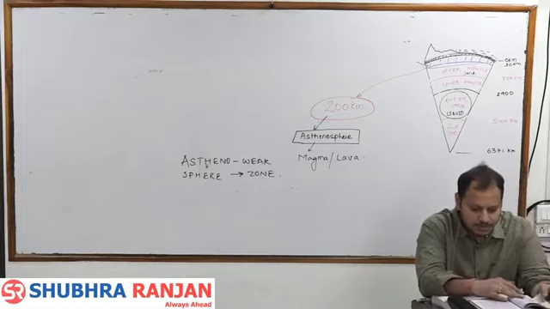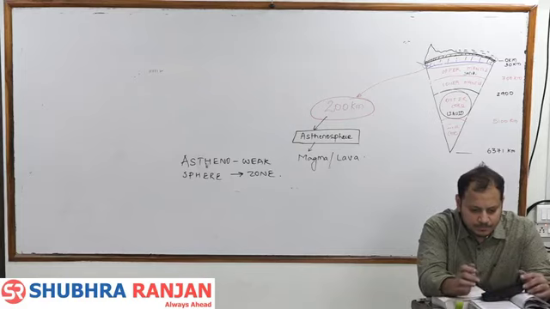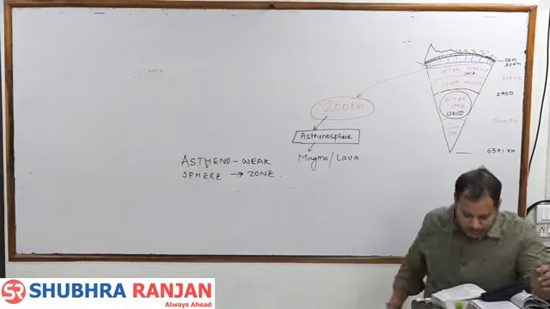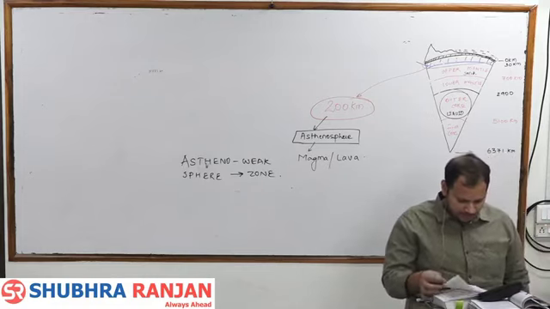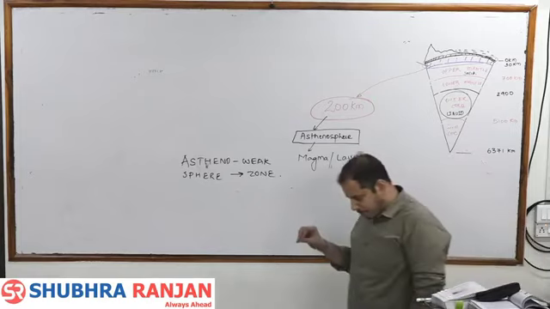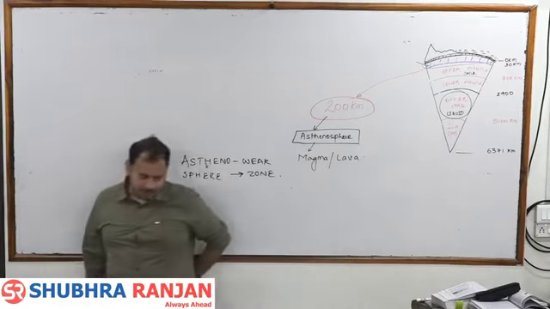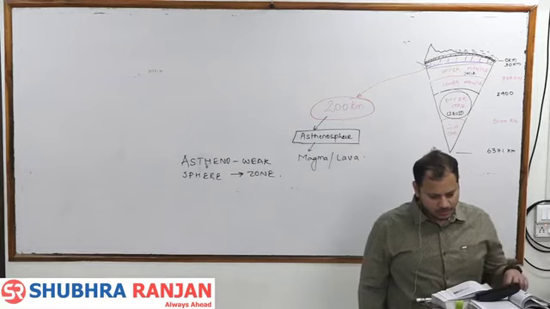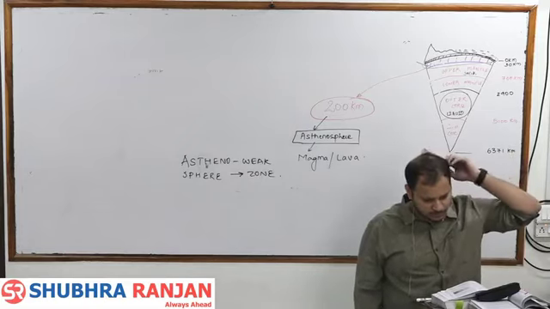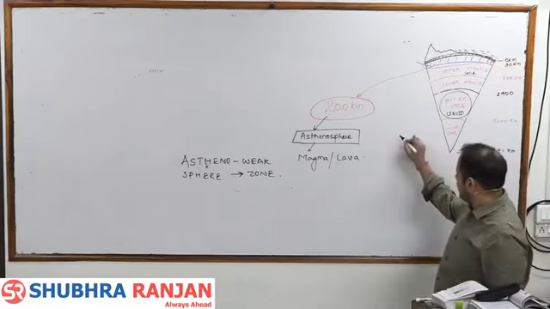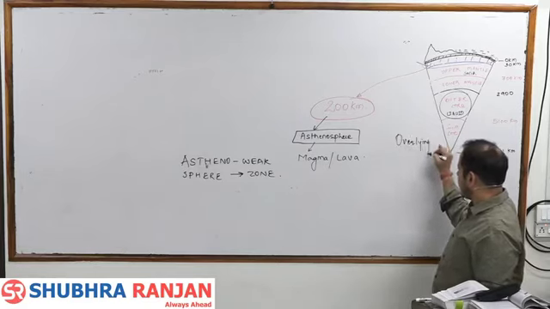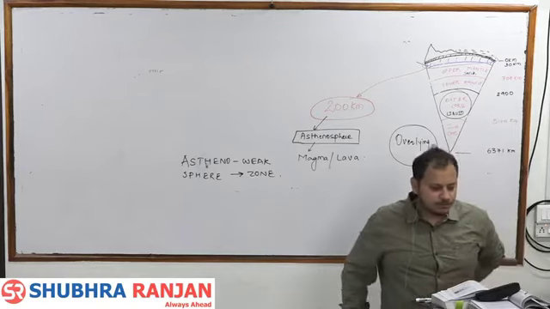Then pressure or density. First take pressure. As we go below the earth, the pressure goes on increasing due to the weight of overlying rocks. ऊपर वाले rocks, overlying rocks.